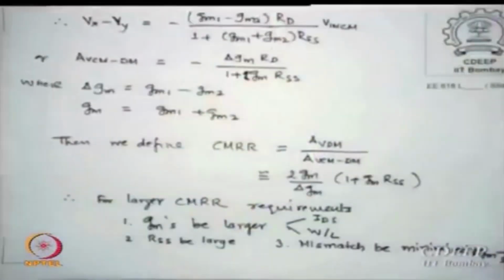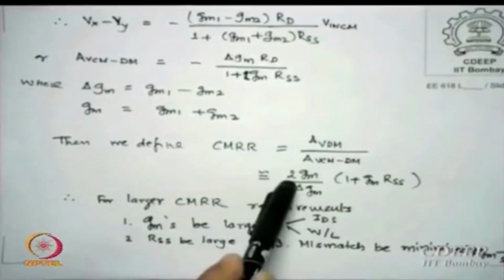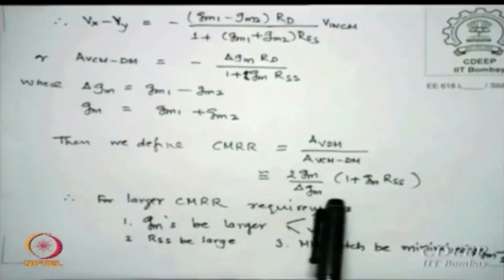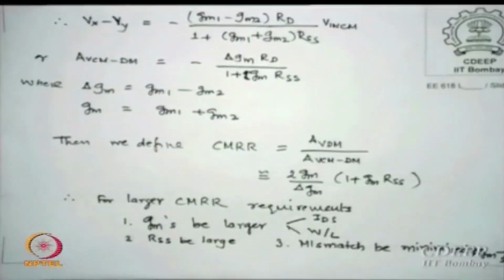And then we define the term AVDM divided by AVCM dash DM, which is essentially what we call the common mode rejection ratio. If you now divide that, it can be figured out: it is 2 Gm upon 2 delta Gm into 1 plus Gm RSS, because Gmrd will cancel from there. One of the main features of a differential amplifier is that it should be able to reject common mode.